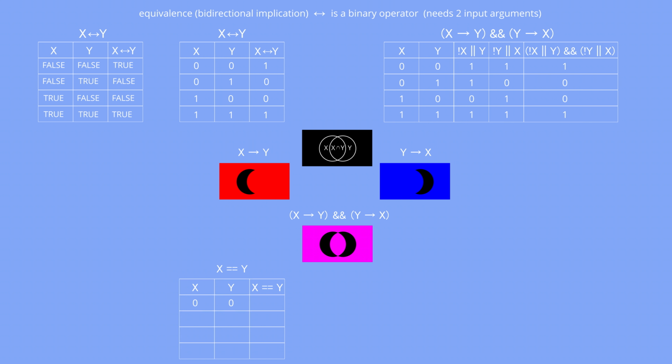False equals false is true. False equals true is false. True equals false is false. True equals true is true. Also, we can see that x is less than or equal to y, and y is less than or equal to x gives us x is equal to y.